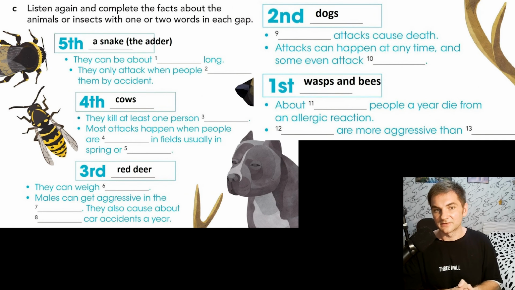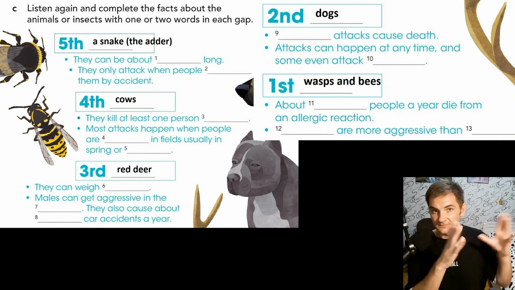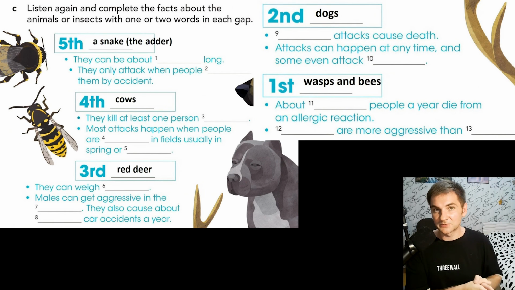The adder, a snake, they can be about how many meters long? You'll write it here. They only attack people, them by accident. Here is a verb. So people do something to them and then they attack. It's from the audio. Place number 4, or fourth place. They kill at least one person. How often? In this case, maybe every week, maybe every 10 years. Who knows? It's from the audio.